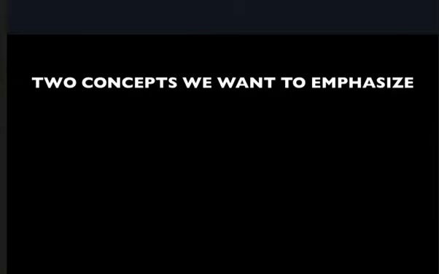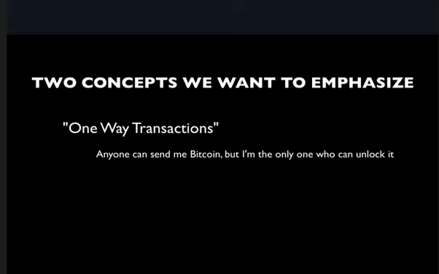So to summarize, at the core of Bitcoin, there are 2 concepts, really. One is this idea of a one-way transaction, what we're calling a Dropbox. In reality, it's called an address. Bitcoin can go in, but only one person can take it out. So everybody can put something into there. Only one person can take it out.